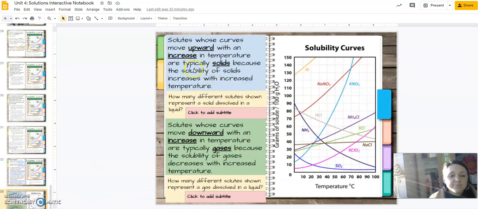Okay, and last thing, remember, our solids dissolve better if we heat them up. So everything that's going up with an increase in temperature means they are solids dissolved in liquids. Like NaCl, that's a solid, salt dissolved in water. But if you see one that goes downward, like NH3 or HCl, those are going to be our gases, because gases don't dissolve well. Remember, we talked about our Cokes. Our Cokes have gases, carbon dioxide, dissolved in them. We want them to be cold. So if your line goes down, that means it's a gas dissolved in a liquid. If it goes up, that means it's a solid dissolved in a liquid.